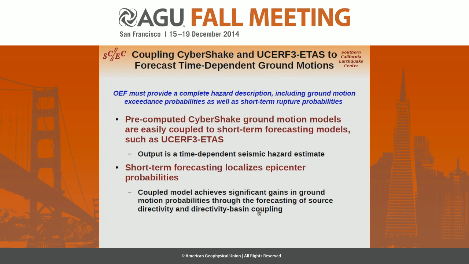So putting it all together, we can combine the pre-computed CyberShake ground motions with the short-term forecasting model of UCERF3 ETAS. So we take the fault-based ruptures that are triggered in ETAS catalogs and raise not only the rate of that rupture, but we raise the rate of the ruptures with the hypocenters that were triggered in the ETAS models. So this short-term forecast localizes epicenter probabilities. So for example, if there is a swarm of seismicity near Bombay Beach in the southern end of the San Andreas Fault, not only has the probability increased of a rupture on the southernmost San Andreas, but the probability of a rupture on the southernmost San Andreas with a hypocenter near Bombay Beach, which I previously showed as being the worst case for the Los Angeles basin, has increased.